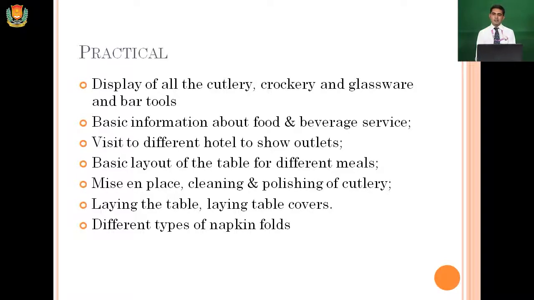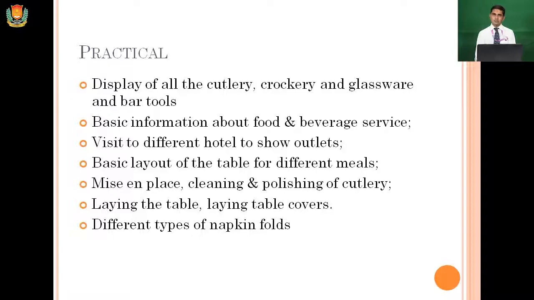Then mise en place, cleaning and polishing of cutlery. What is the difference between mise en place and mise en scène? There is a difference between them. I'll briefly describe it, and what the cleaning procedure is, what the polishing is. If I'm talking about cutlery, it means we are going to use silverware. Silver polishing is done on a monthly basis in a hotel. Why are we using silver? Because it shines. It gives a good shine to your table also. So that is the reason. What is the procedure of polishing and cleaning of cutlery, each and everything I am going to tell you.